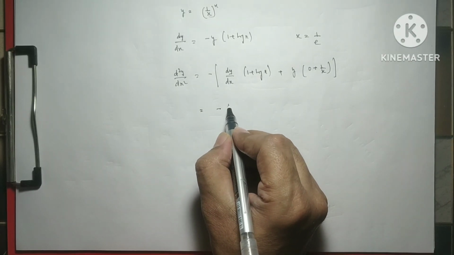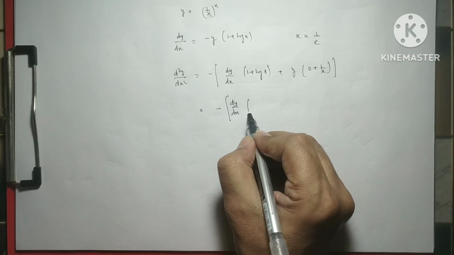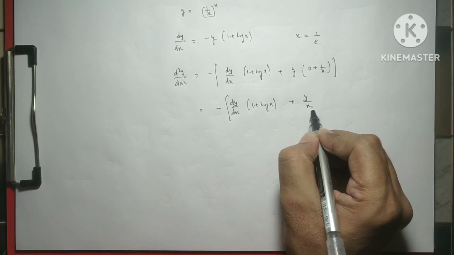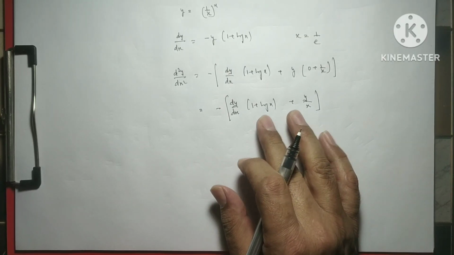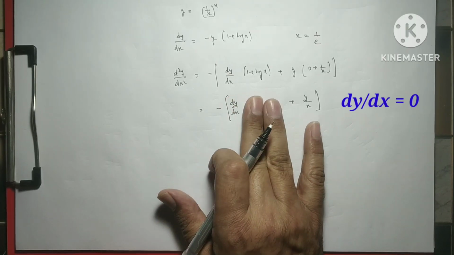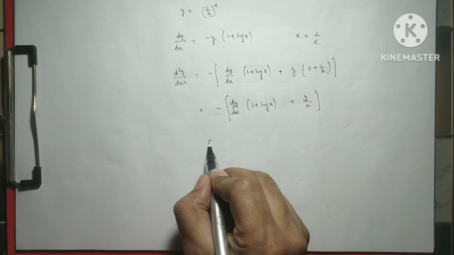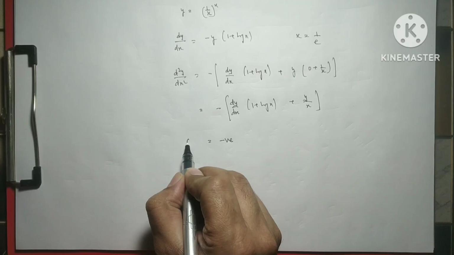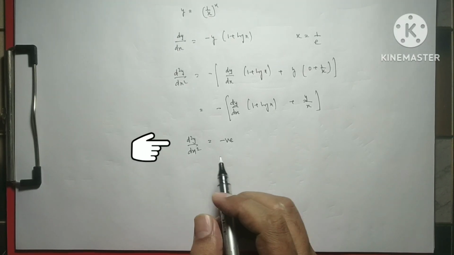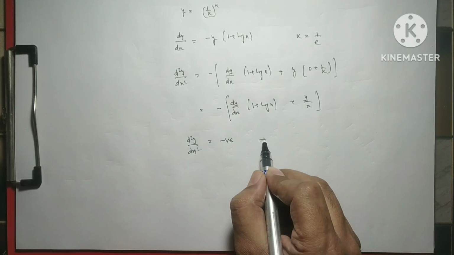So minus dy over dx times 1 plus log x, and y over x. So this is our second derivative, in which dy over dx is 0, so that term is 0. Y over x is positive, and with the negative sign we get this is negative. So d2y over dx square is negative. So it shows local maxima.